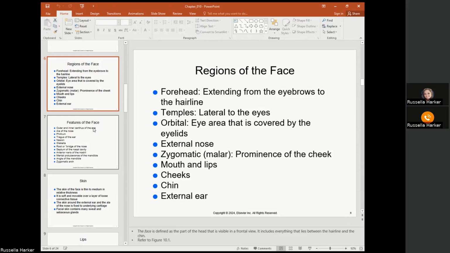So the face is defined as the part of the head that's visible in the frontal view, and it includes everything that lies between the hairline and the chin. So you need to know that. The face is everything that lies between the hairline and the chin.